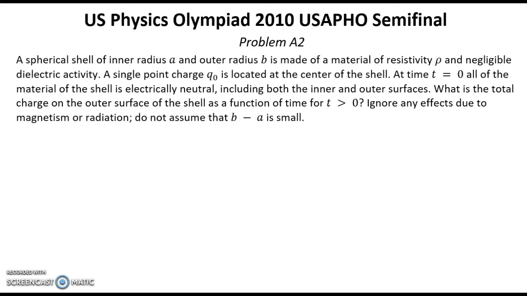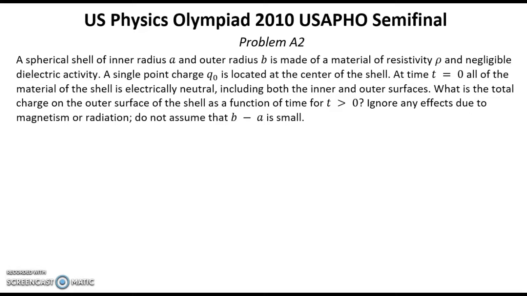At time t equals 0, all of the material of the shell is electrically neutral, including both the inner and outer surfaces. What is the total charge on the outer surface of the shell as a function of time for t greater than 0? Ignore any effects due to magnetism or radiation. Do not assume that B minus A is small.